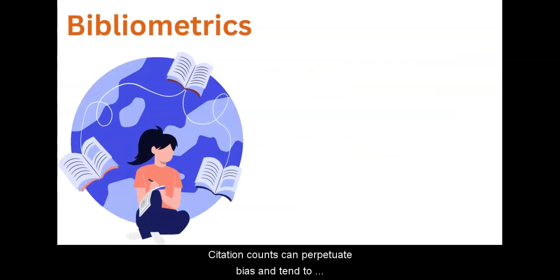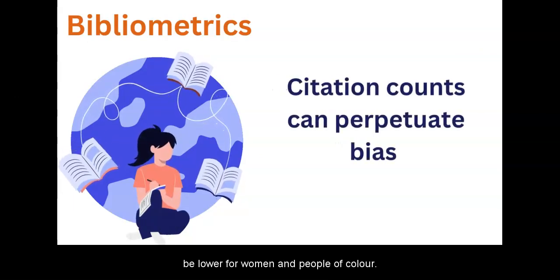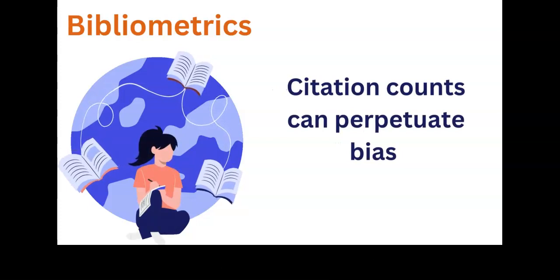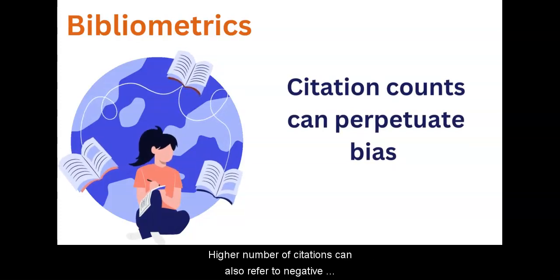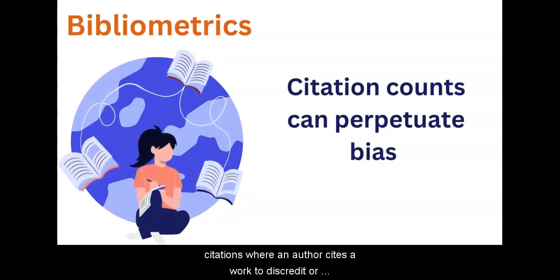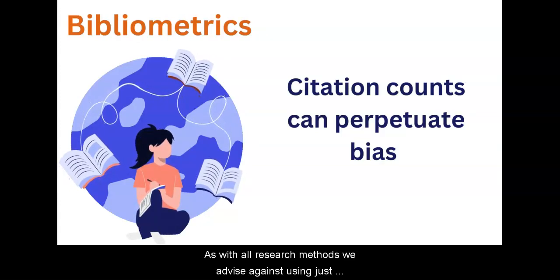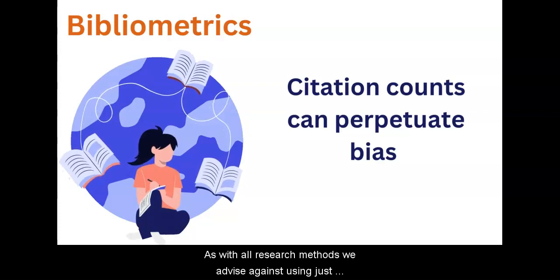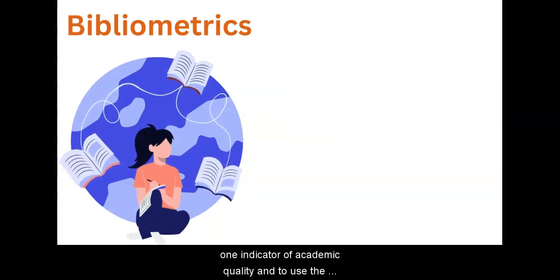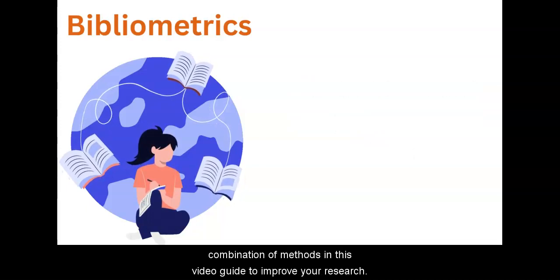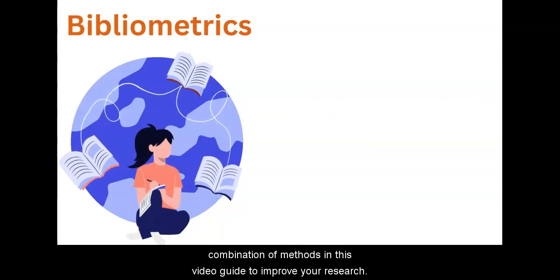Citation counts can perpetuate bias and tend to be lower for women and people of colour. Higher number of citations can also refer to negative citations, where an author cites a work to discredit or critique the original paper. As with all research methods, we advise against using just one indicator of academic quality and to use the combination of methods in this video guide to improve your research.